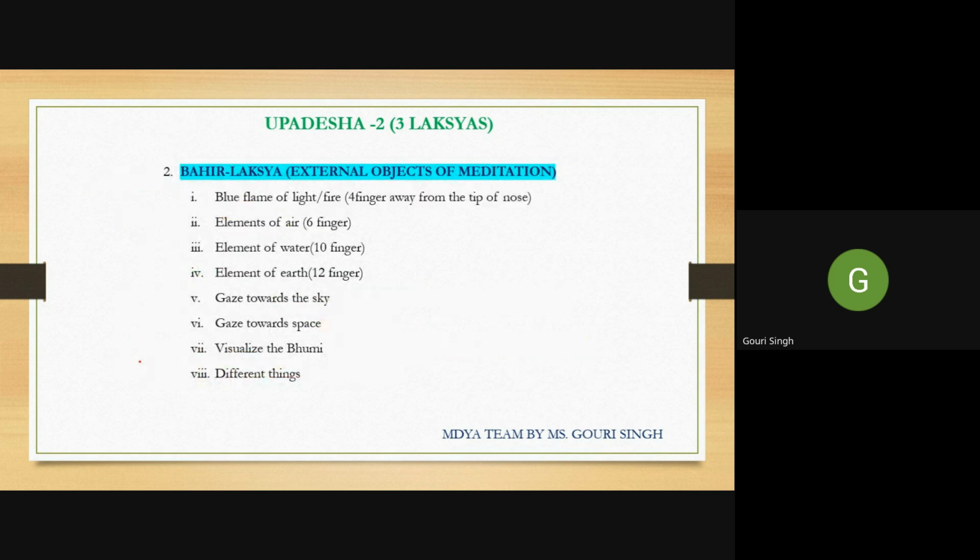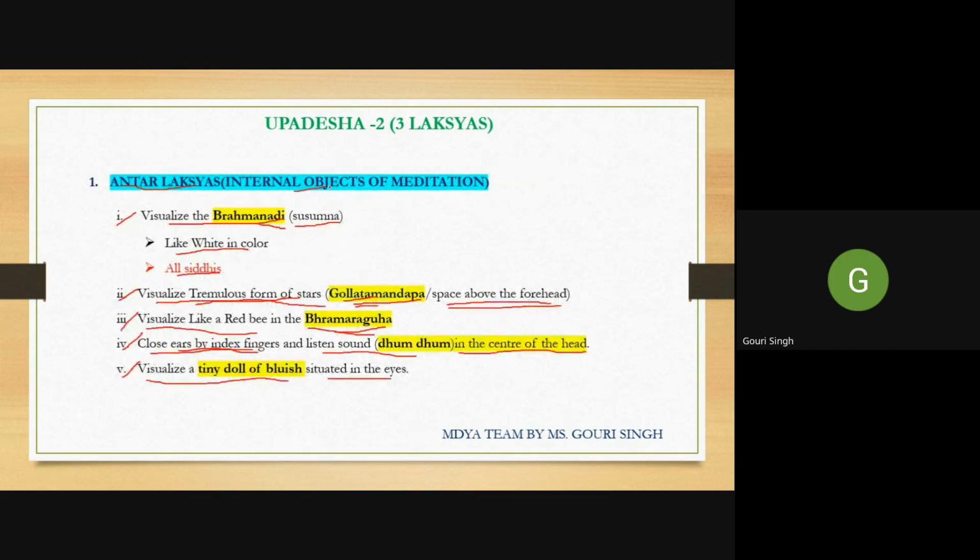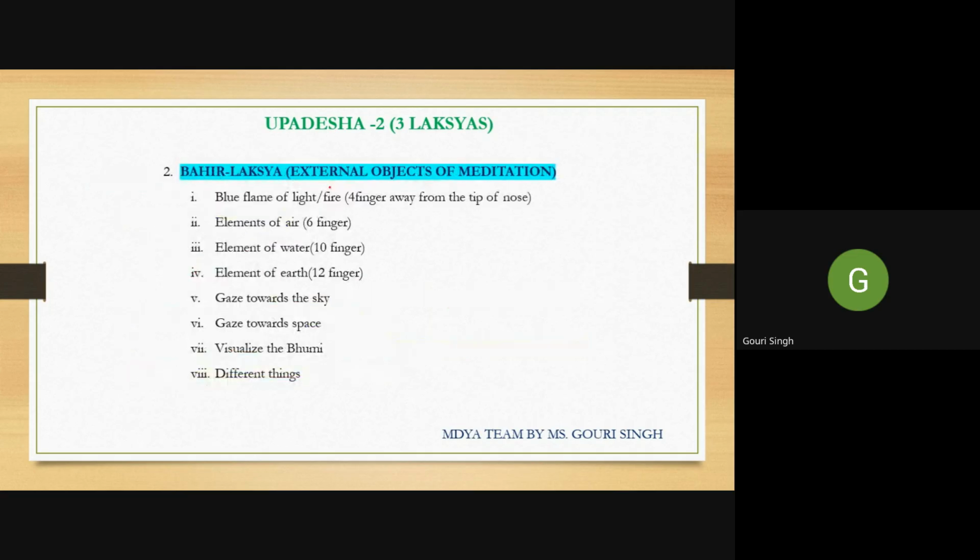Then what are the Bahilakshyas, the external objects of meditation? The Antarlakshyas mean you have to close your eyes and do all this visualization. Even when you close your ears with your index fingers, you also close your eyes and try to feel and realize it. But the Bahilakshyas are the external objects of meditation.